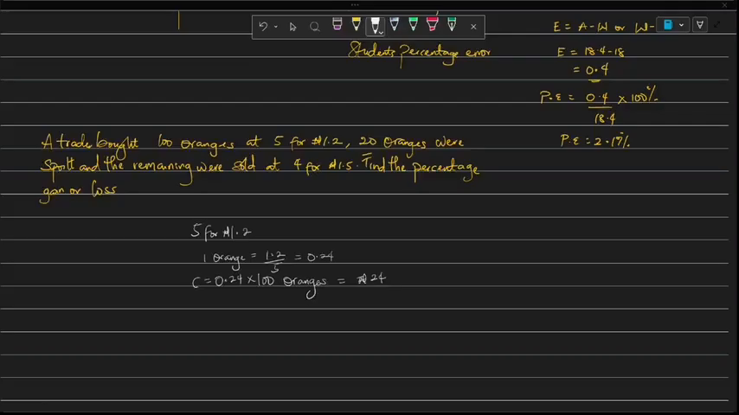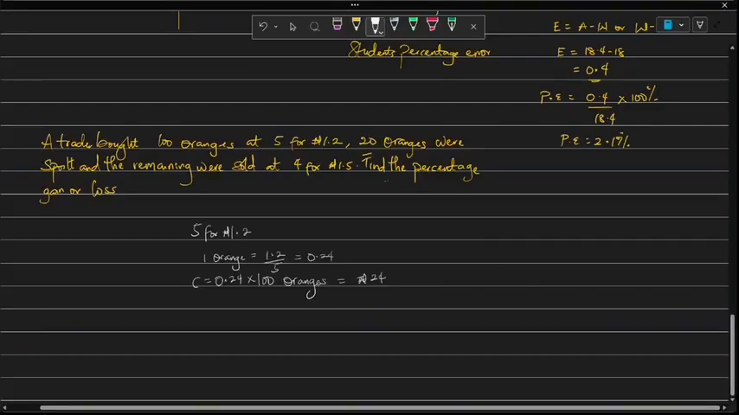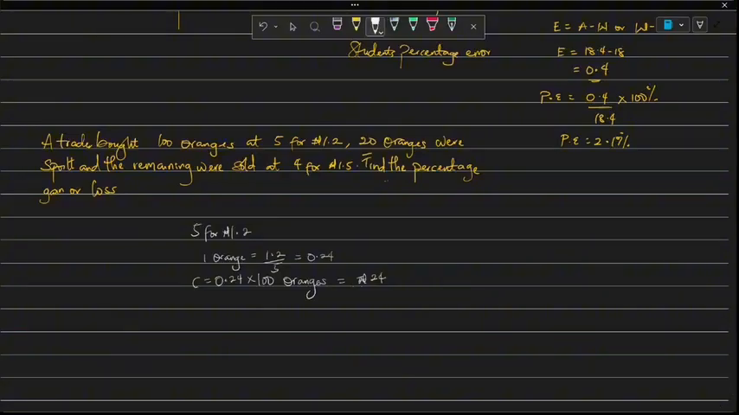Alright, so let's go on. Now they said 20 oranges were spoiled. So we know that the total cost of the oranges was 24 naira. You can't sell spoiled oranges, so there were 80 oranges left to sell. And he sold the remaining 80 at 4 for 1.5 naira.